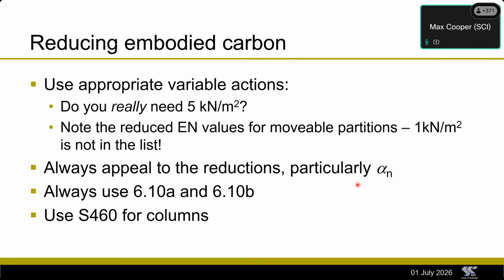When you're choosing your variable actions, I would suggest you use the code minimum, and you don't specify anything higher. In the past, we used to see a lot of offices designed for 5 kilonewtons per meter squared. We suggest that that's probably not necessary. Same for movable partitions. There are some reduced values that you can find in the Eurocode. We suggest that you always use the area and storey reduction factors. We suggest that you use the more onerous of 6.10a and 6.10b. It's a minimal extra effort for potential saving, and we would also suggest you use S460 high strength steel for columns.